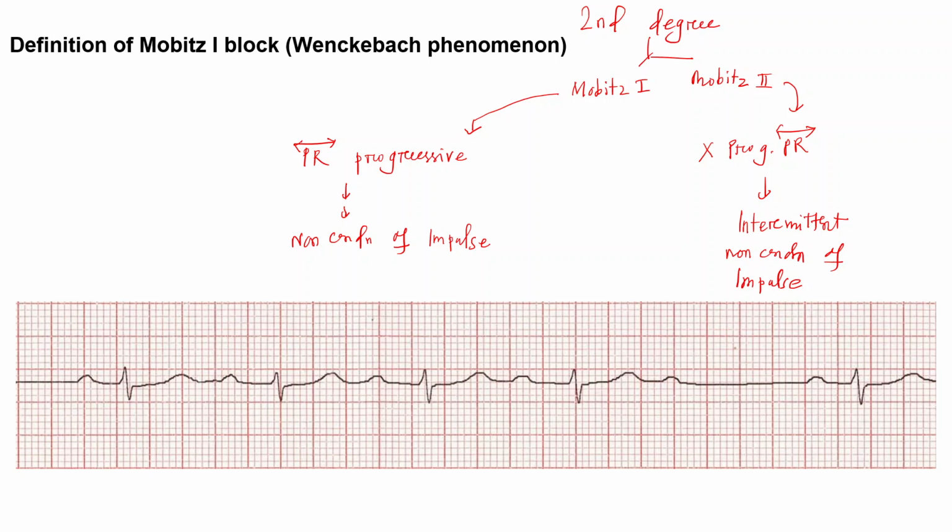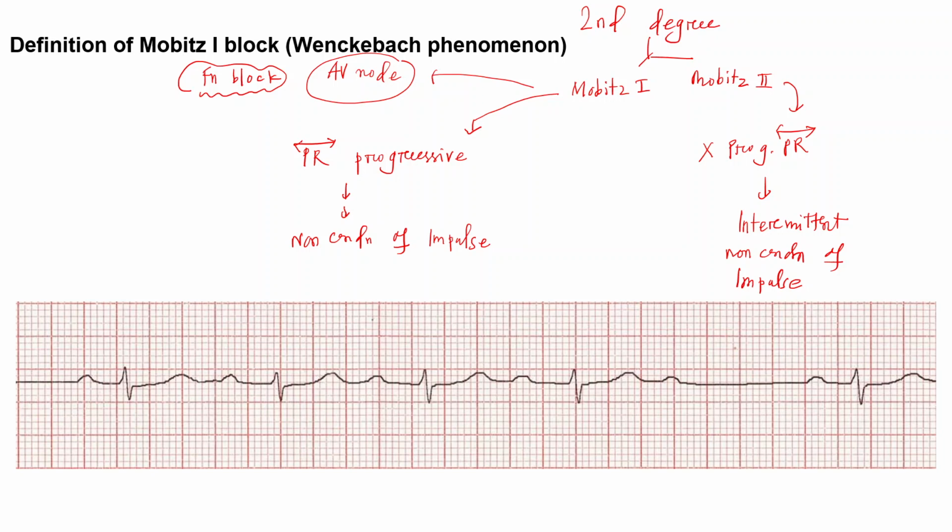Now, how is this possible? For that, you need to understand the mechanism behind these two. For Mobitz type 1, the conduction block is inside the AV node. And here it is a functional block. So because it is a functional block, the AV node will get fatigued with each conduction of impulse. So because of that fatigue, it will have a progressive PR prolongation.